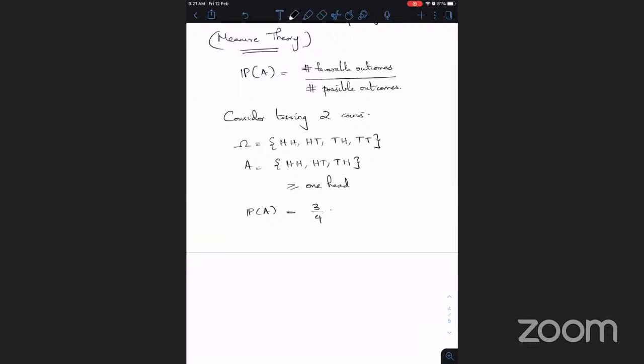Okay, the first sort of trivial thing to see is that we have assumed that the sample space is finite. And why is that? So we have assumed that the sample space is finite. Okay, but do you guys see why?